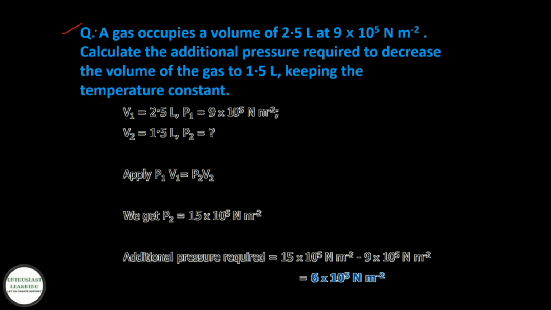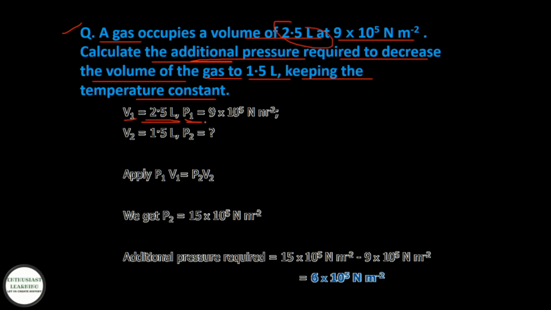Now question. A gas occupies a volume of 2.5 liter at 9 into 10 raised to power 5 Newton per meter square. Calculate the additional pressure required to decrease the volume of the gas to 1.5 liter, keeping the temperature constant. Here, we are given that V1 is equal to 2.5 liter, pressure 1 is equal to 9 into 10 raised to power 5 Newton per meter square, and V2 is given as 1.5 liters. And we have to find pressure 2.